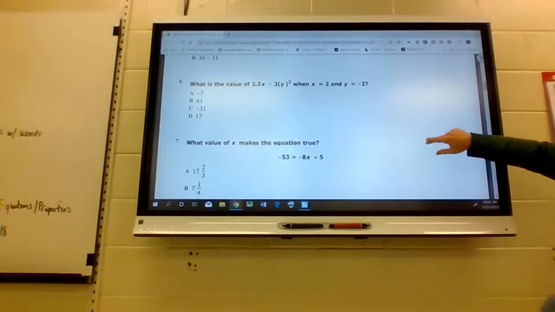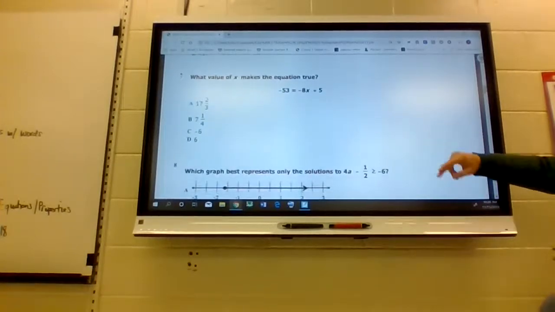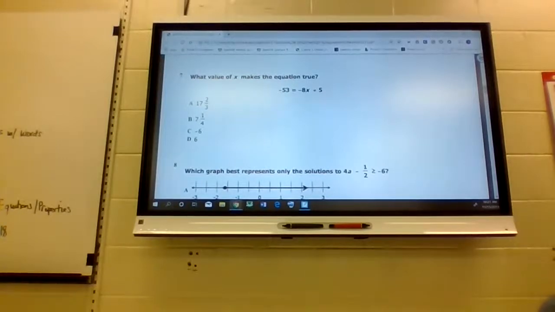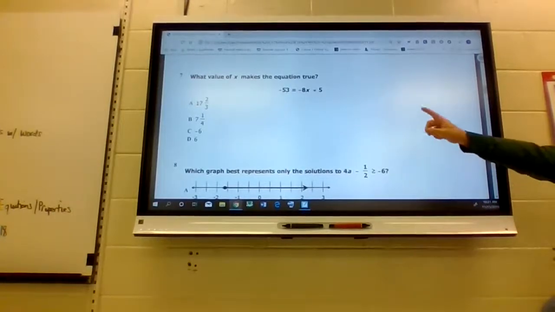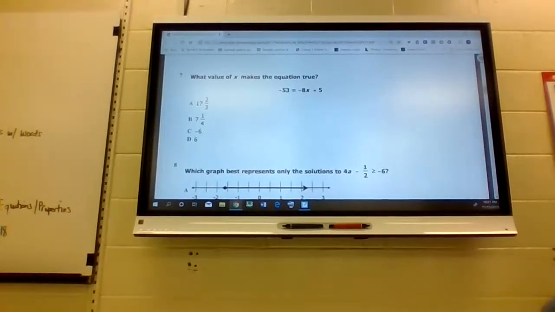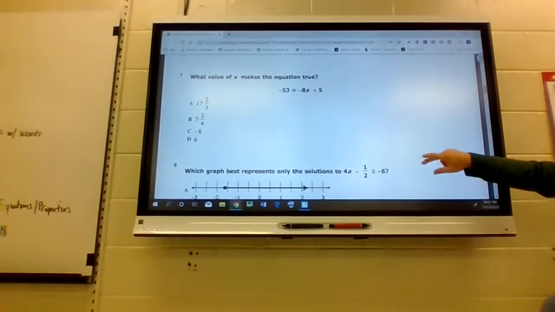PEMDAS, order of operations. Number 7, two-step equation. What value of x makes the equation true? If you're working your equations today and you can't get them worked out, then just start substituting in answer choices until you find one that works. Negative 53 equals negative 8x plus 5.